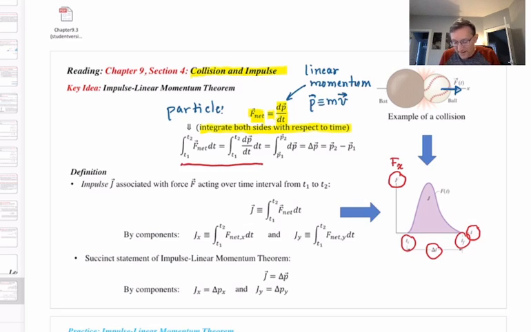The integral of F net dt from t1 to t2. t1 and t2 would be when we would choose the starting time and the ending time. It's going to be based on the context of the problem. If you're interested in, say, a collision between a bat and a ball, t1 is probably going to be the t initial when the collision starts, and t2 is likely to be the t final when the collision ends.